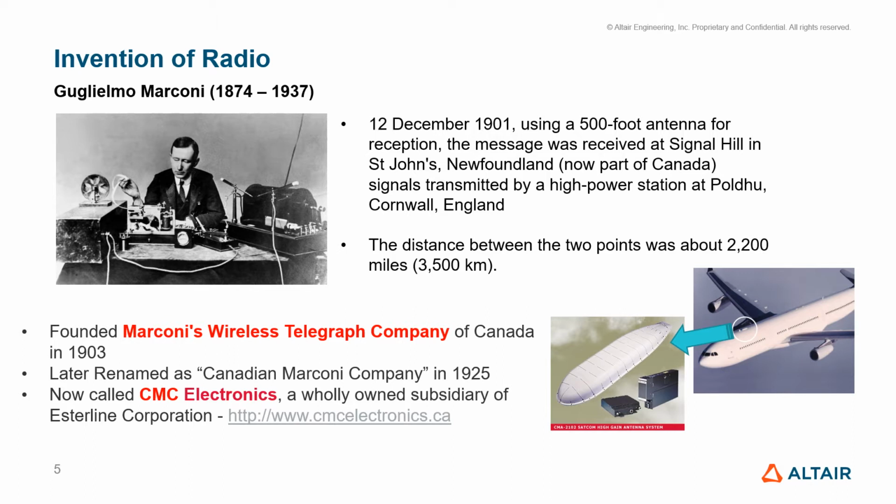This was later renamed as Canadian Marconi Company in 1925, and till recently it existed with the name of CMC Electronics, that is Canadian Marconi Company Electronics, and they were making lots of antennas for aircraft and other kinds of modern devices. And a few years ago, it was acquired by a company called Esterline Corporation. So it no longer exists with that name, but it's very interesting to note that what started in 1901 existed for 100 plus years, and of course it's finally acquired by a bigger company.